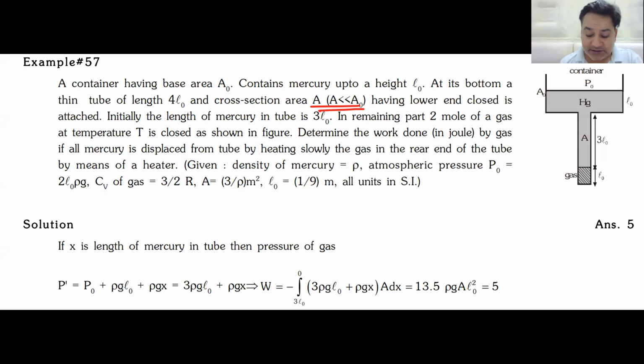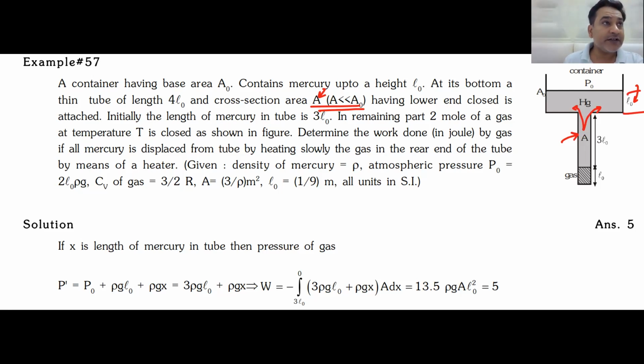So how this has to be done? Remember, one thing is given here, the area of the limb. This one is very small compared to the area of the cylinder. So what is going to happen when this mercury is going to go out in this chamber? The length of the liquid in the chamber will not change. Do we understand this? Else the question would become very tricky mathematically. So this length in the cylinder, the upper container, will always remain L naught. Yes or no? Yes, sir.